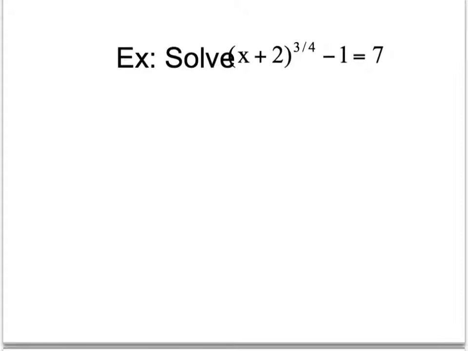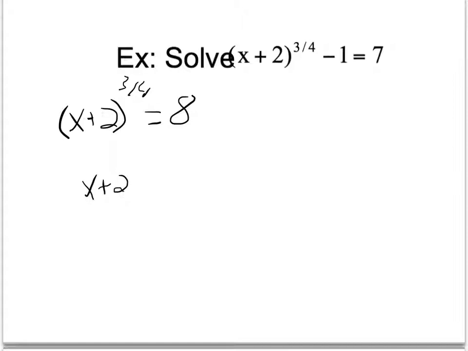Okay, now that you guys have done it, we're going to have (x plus 2) to the 3/4 minus 1 equals 7. So again, we have to get the variable on one side, or isolate the variable. So (x plus 2) to the 3/4, and then I'm going to add that 1 to the other side. Okay, and we get this. Multiply by the reciprocal. x plus 2 equals 8 to the 4/3.